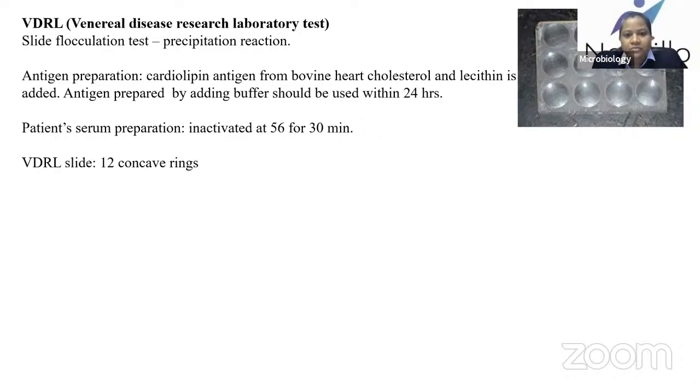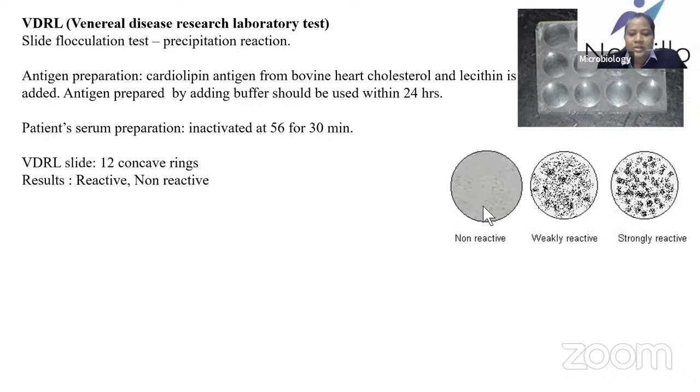And then after 4 minutes, the result has to be read under the microscope in the low power field. So in that, you will be looking for the precipitation reaction. If you see there is no precipitation, the results are given as non-reactive. And if there are clumps which are formed because of precipitation, it will be given as reactive. And if there are doubtful ones in between, then we give it as mildly reactive.